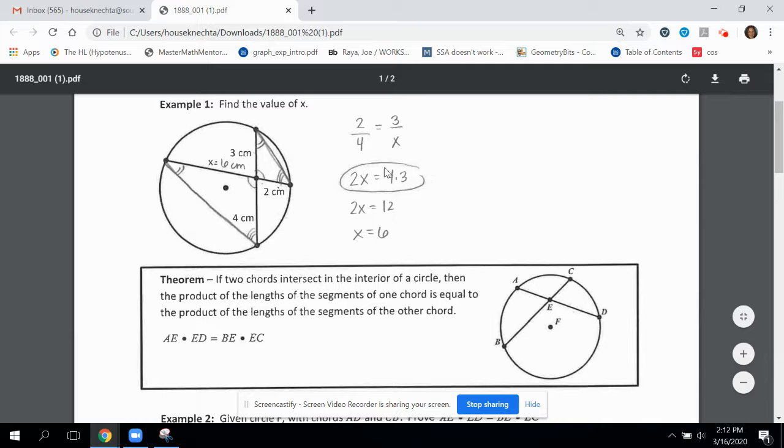If you would like, you can always use this strategy though of multiplying pieces, like we did here, along the same chord. So 2 times x equals 4 times 3. It's up to you. Either proportion or skip right to this point. Either way, you'd eventually get the idea that 6 is the length of x. So 6 times 2 is 12. That's the same as 3 times 4.